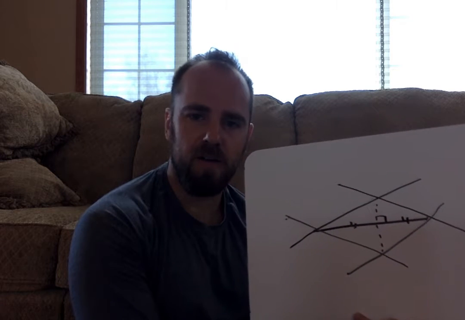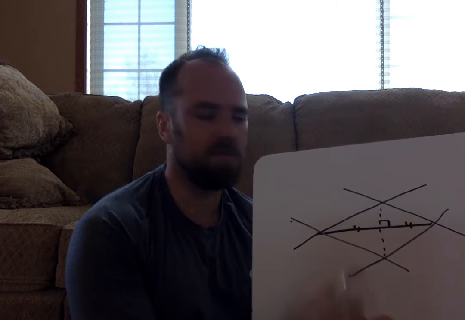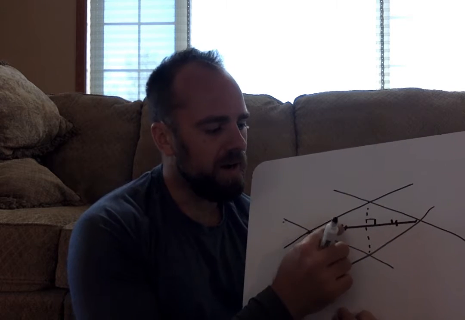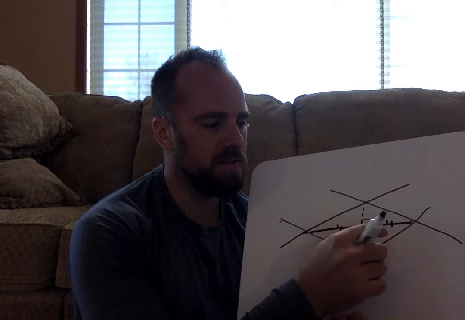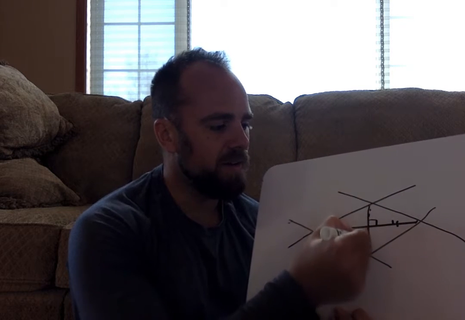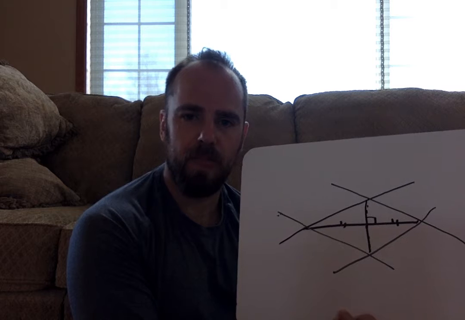This is how I would be able to symbolically represent that I have a perpendicular bisector, that this side length is equal to this side length, and I have a 90-degree angle. So here's my 90-degree angle.